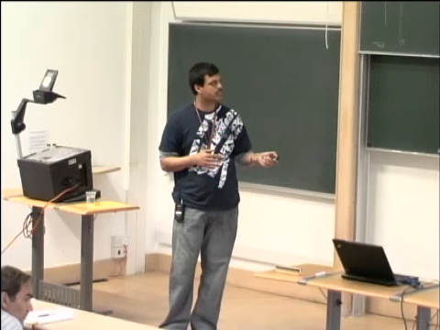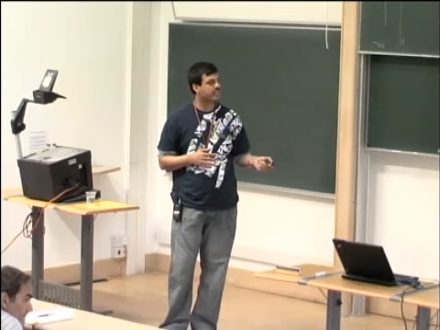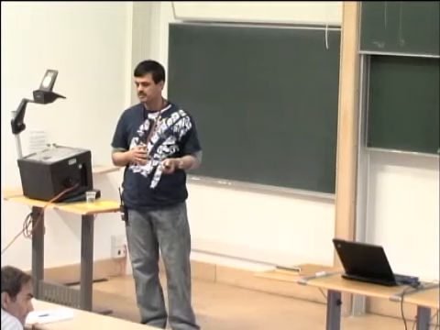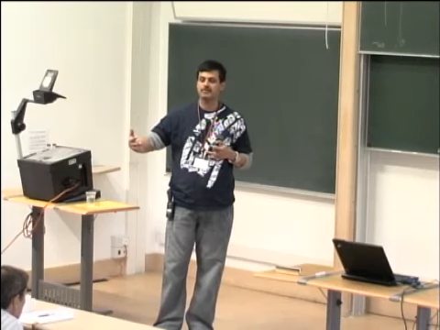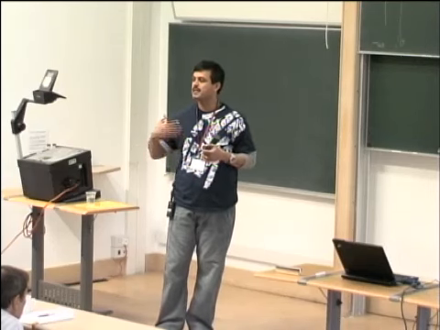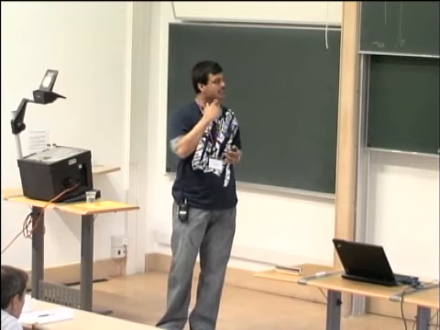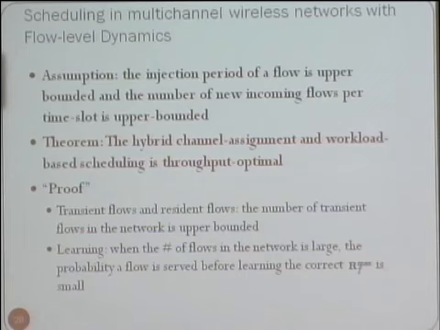And essentially, for the flows that have already arrived into the network, when the number of network flows is large, the probability of a flow being served before you correctly learn its RF max is going to be small, because the flow has been in the system for a long enough time. If the number of flows is large, that means that some of the flows have been in the system for a very long period of time, and for those flows you have learned the RF max correctly, and you have to deal with the other flows carefully and so on. But that's the basic idea. So the number of transient flows in the network is upper bounded. And if you relax this assumption, these things are not going to be true, and you have to be more careful in doing the proof.